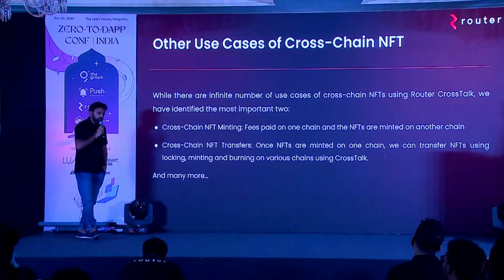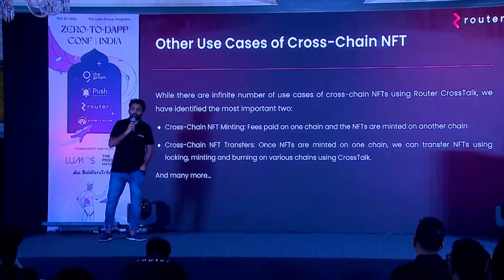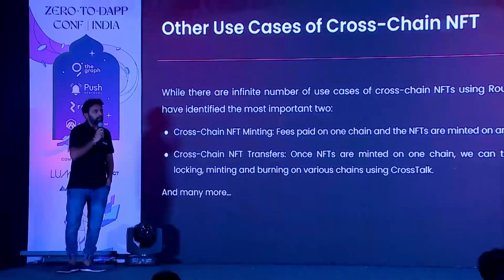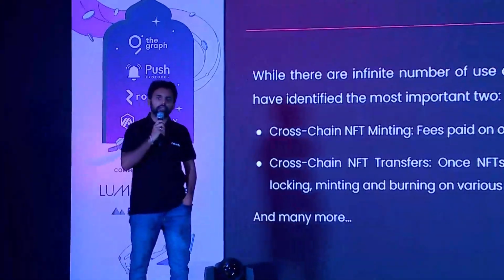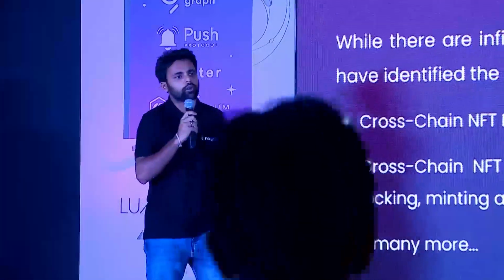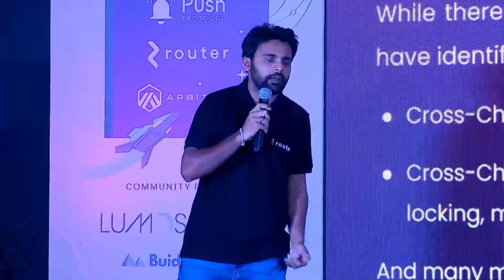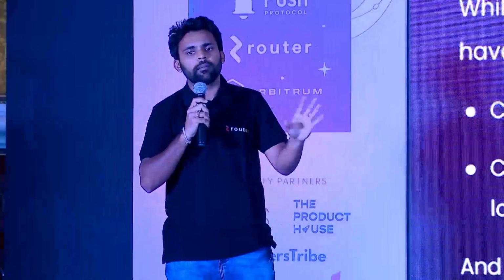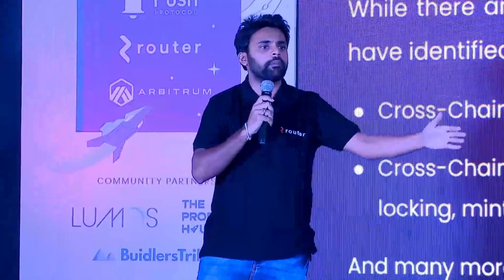So there are multiple use cases for cross-chain NFTs. One of them we discussed right now, but there are other use cases as well. For example, there is a new NFT token which is coming up on, let's say, Ethereum, and you have funds on Polygon. Today, if you have to mint that token on Ethereum, you have to first transfer your funds from Polygon to Ethereum, and then mint that token on Ethereum. Now, if you were to integrate Router CrossTalk, you could, in a single click from Polygon itself, having the funds on Polygon, just mint the token on Ethereum. So in a single click, you are able to do all the transactions rather than having to do multiple steps and then being able to mint the token.